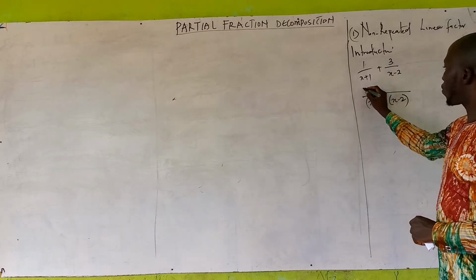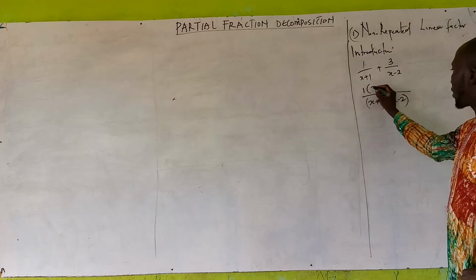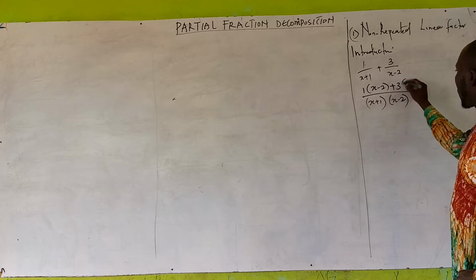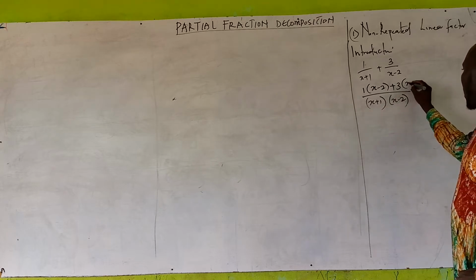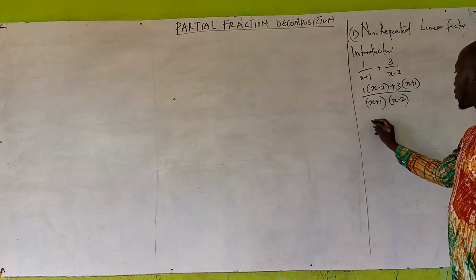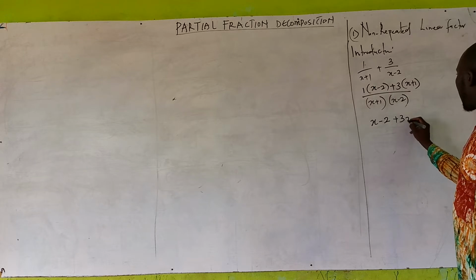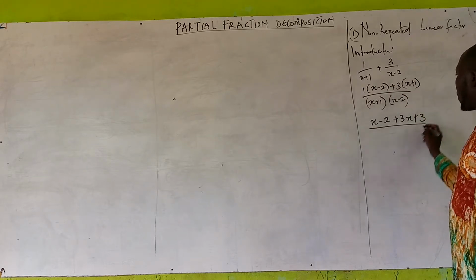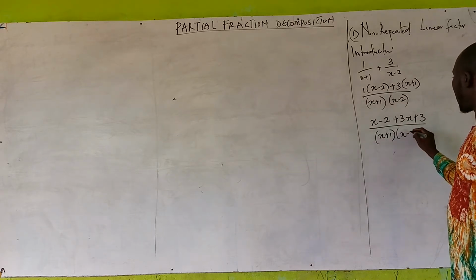Now we have 1 into the bracket x plus 1; we eliminate x plus 1, and we remain with x minus 2. Plus 3 into x minus 2; we cancel x minus 2, and we remain with x plus 1. So we have x plus 1 here. Now open this bracket: we have x minus 2 plus 3x plus 3, divided by x plus 1 times x minus 2.